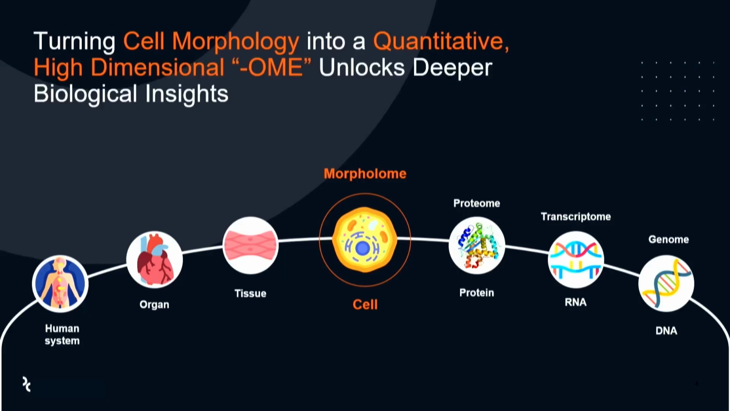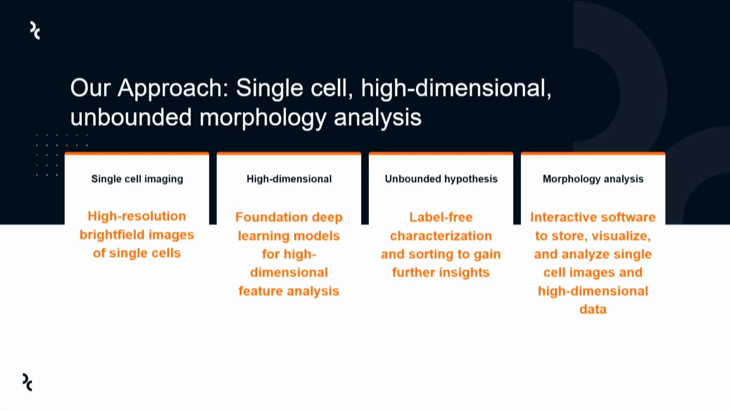So in order to unlock deeper biological insights from cells, we believe that cell morphology needs to be turned into a quantitative, high-dimensional ome, the morpholome. This would be similar to how methods have been developed for the genome, transcriptome, and proteome to assess those molecular analytes at high dimensions. Now at Deepcell, our approach to morpholomics is to provide single-cell, high-dimensional, unbounded morphology analysis. And we offer in our platform high-resolution bright field images of single cells, foundation deep learning models for high-dimensional feature analysis, label-free characterization and sorting of cells, and an interactive software to store, visualize, and analyze those single cells and that high-dimensional data all in one.